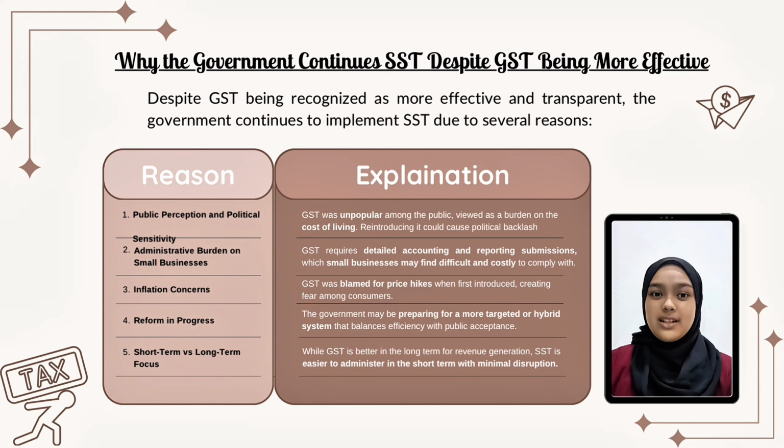The third one is inflation concern. GST was blamed for price hikes when it was first introduced, creating fear among consumers. The fourth one is reform in progress. The government may be preparing for a more targeted and hybrid system that balances efficiency with public acceptance. And the last one is short-term versus long-term focus. While GST is better in the long term for revenue generation, SST is easier to administer in the short term with minimal disruption.